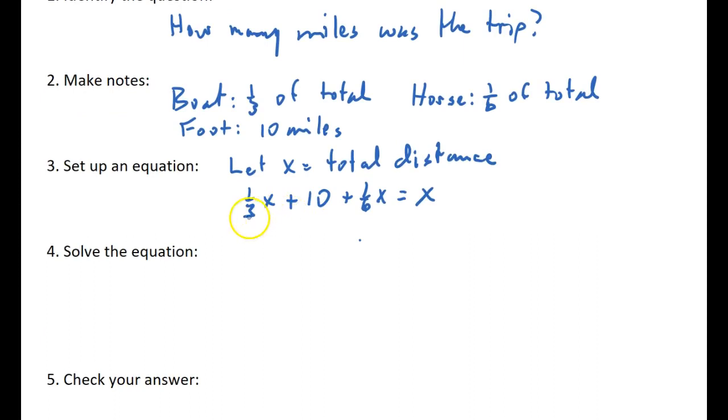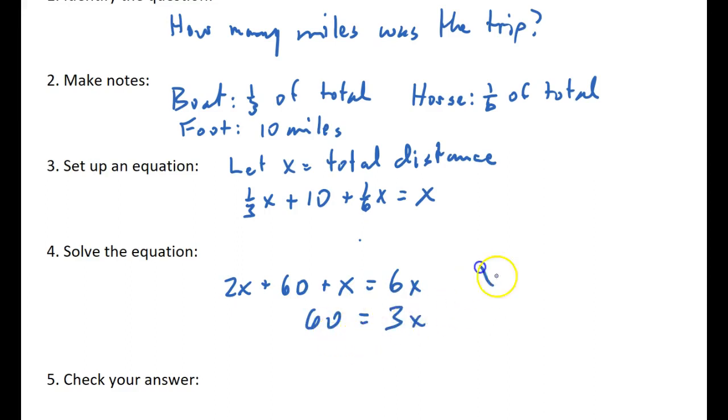Okay, if I multiply everything through by the lowest common denominator, which in this case is 6, I'm going to get 6 times 1/3 of x is 2x. 6 times 10 is 60. 6 times 1/6 x is 1x. And 6 times x is 6x. Getting everything over on one side, I'm going to subtract 3x, and I get 3x equals 60. So x is 20. So the whole trip was 20 miles in length.